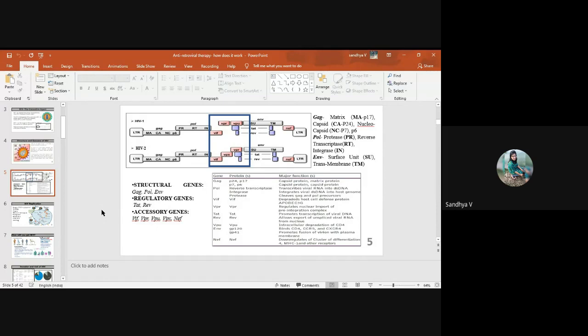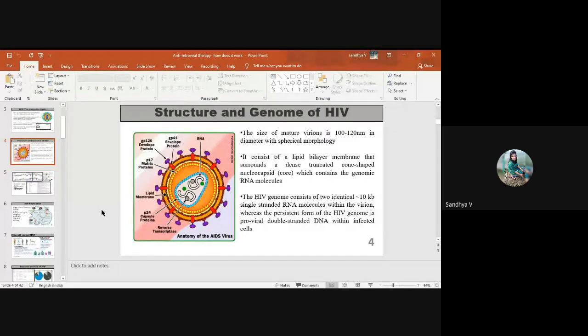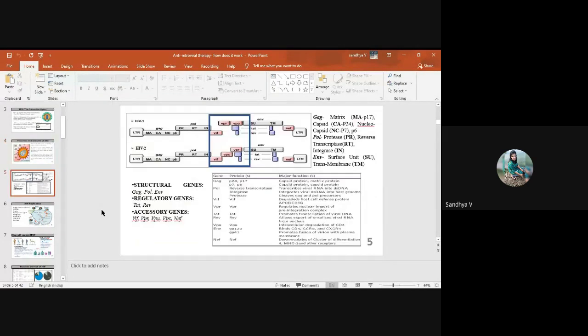This GAG gene encodes proteins like matrix, capsid, nucleocapsid, and the P6 protein. The Pol gene encodes protease, reverse transcriptase, and integrase. The envelope gene encodes the surface unit, as I already told. As you can see, GP120 is the surface unit, and GP41 is the transmembrane unit.